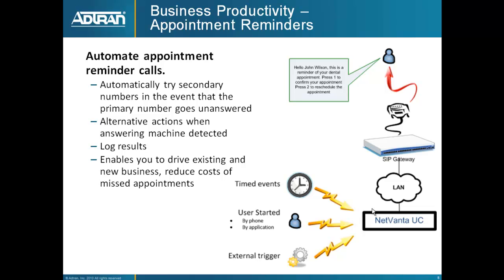Allow the system to try secondary numbers in the event that the primary number goes unanswered. Do something different if the system encounters an answering machine or a fax machine. Automating this process allows you to drive existing and new business and reduce the overall cost of your missed appointments.